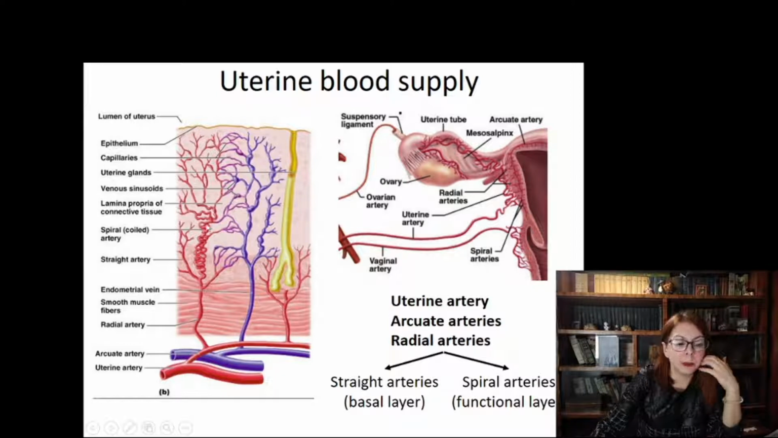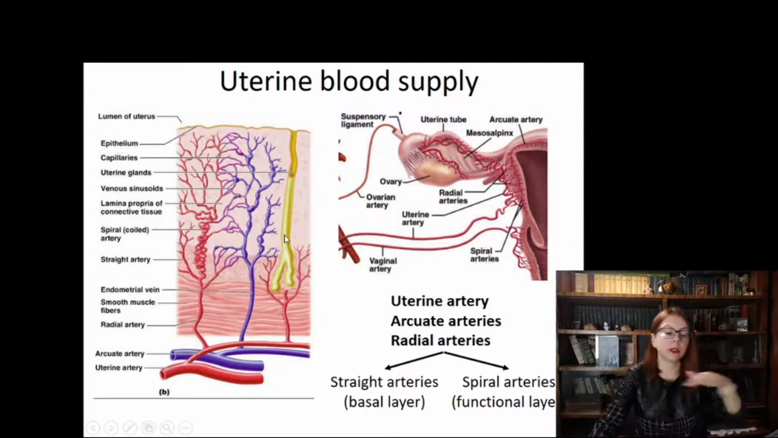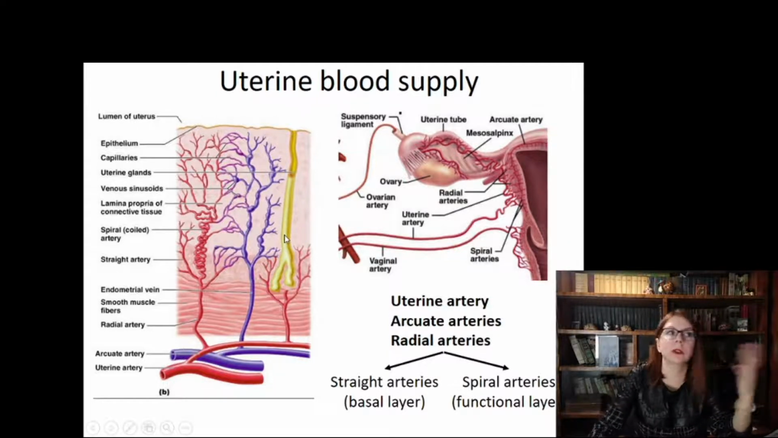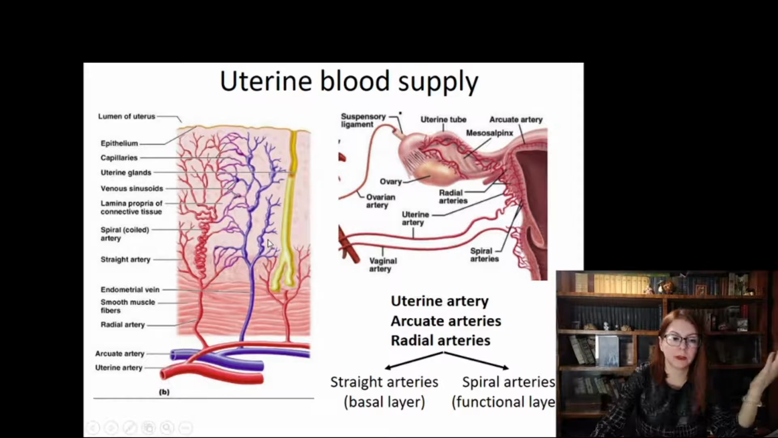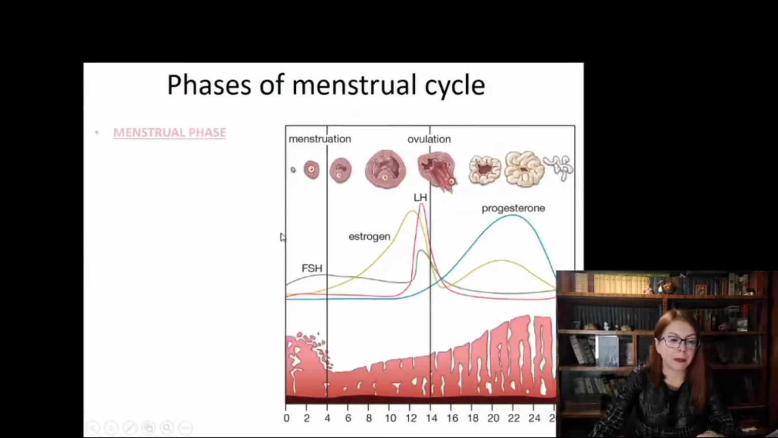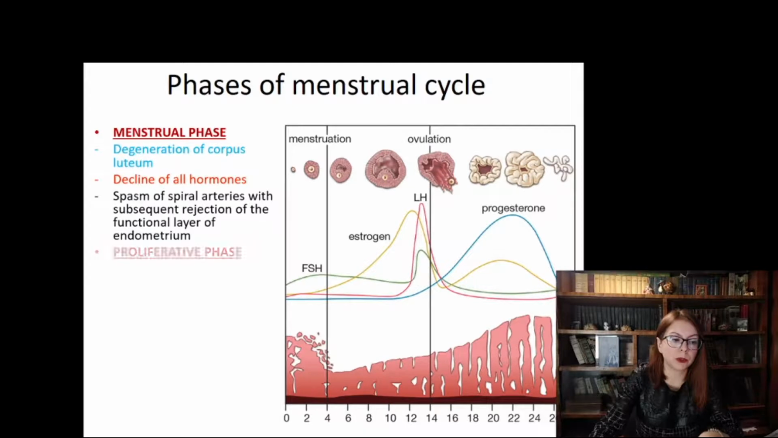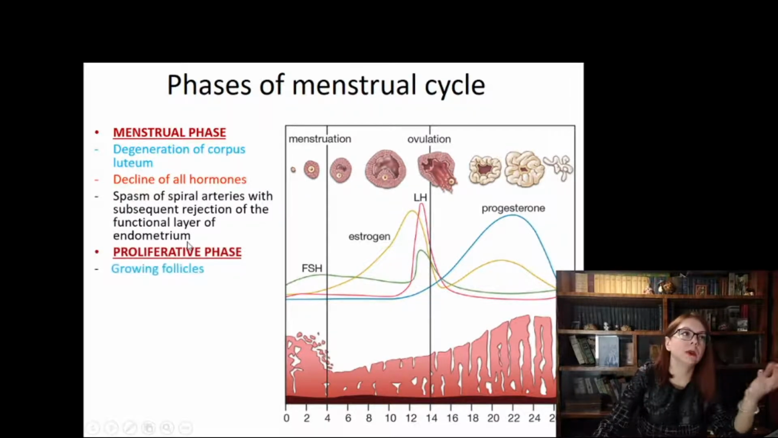As there is no epithelium here, the surface is naked, so it is recommended not to swim, not to bathe during this period, as endometrium is exposed and is very susceptible to different infections, as it is not covered with the epithelium. And then what happens after the menstrual phase? The next is proliferative phase, as during this phase a group of follicles start to grow.